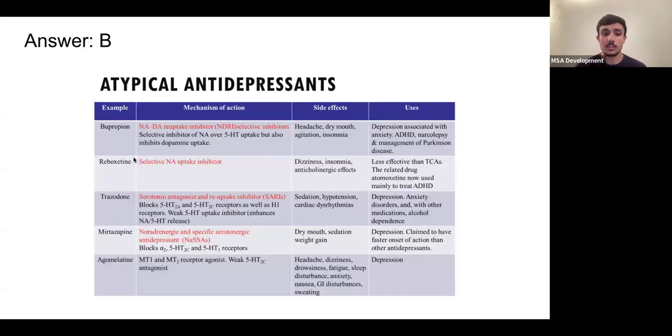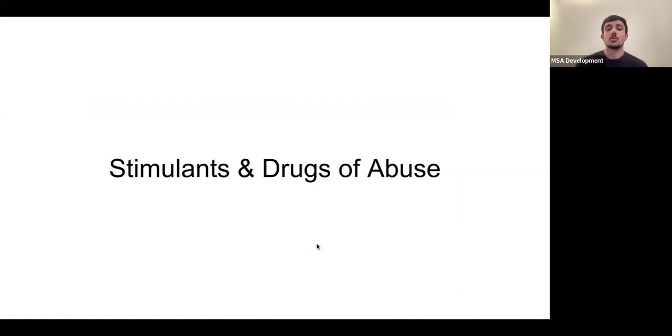Trazodone. So these are the atypical antidepressants. Bupropion inhibits the reuptake of dopamine as well, so it will lead to more dopamine. That's why it's atypical. It has a different mechanism of action. I think it's the only one that benefits dopamine as well. Trazodone is a serotonin antagonist and reuptake inhibitor, so both of them. Mirtazapine is a noradrenergic and specific serotonergic antidepressant. This is the one I just told you: weight gain. Look at that. Yay. So now we move on to stimulants and drugs of abuse.